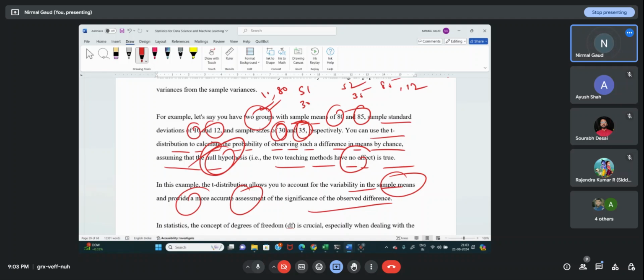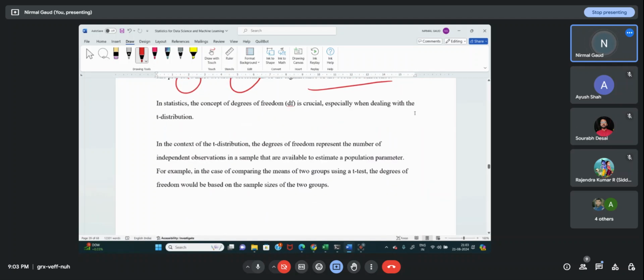Okay, we can do that. Okay, fine. So I think this is easier. Hypothesis testing will be learning ahead. Okay, fine. That will do. Okay. So just an example they have given.